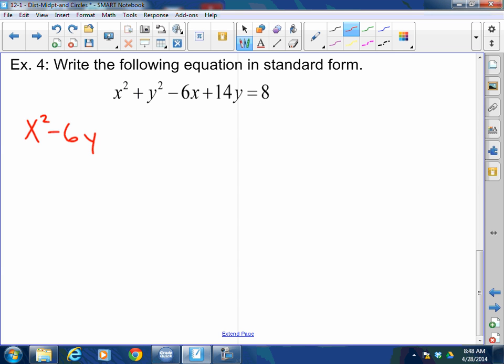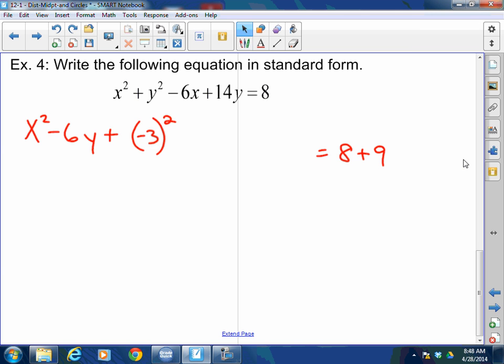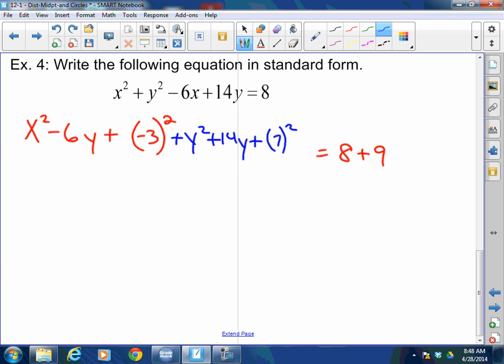And I'm going to go ahead and add my b over 2 squared here, which is negative 3 squared. You guys with me there? Did you see what I did there? So I'm going to add over here that negative 3 squared, which is a 9. That was my x. I'll do my y in blue. Plus y squared plus 14y plus b over 2 squared is going to be 7 squared, which I add to both sides. Did everyone see that part?